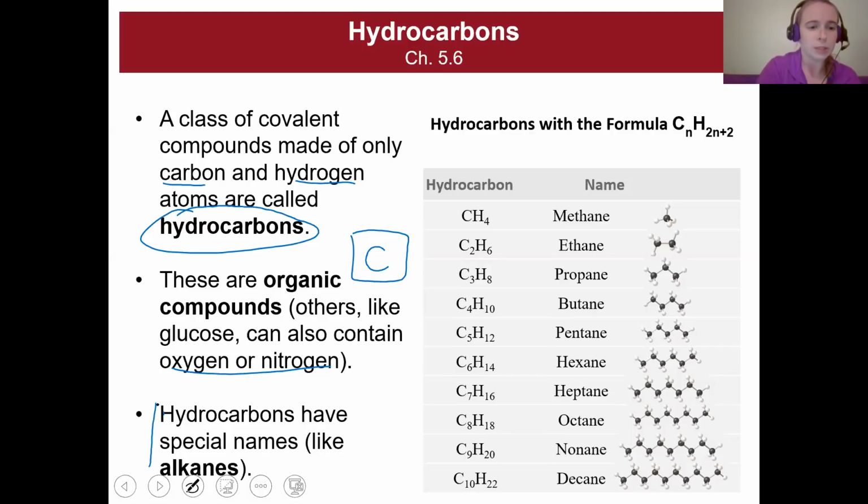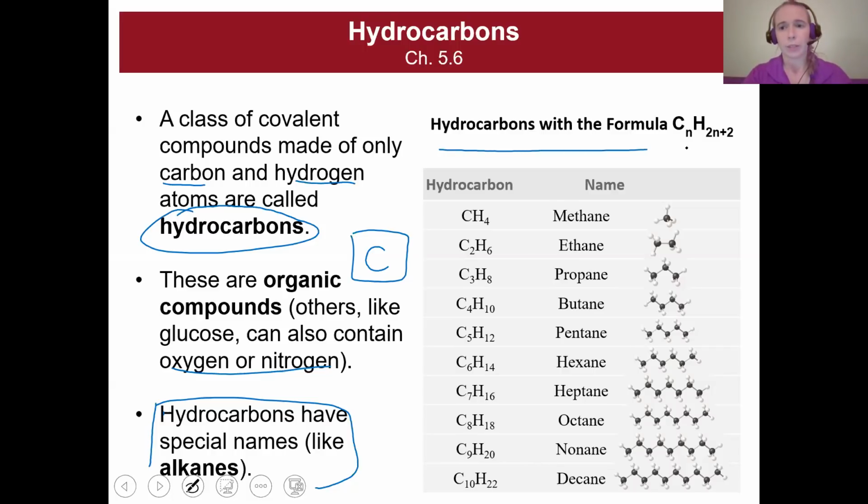So one of the special categories of hydrocarbons are alkanes. Alkanes mean that we just have single bonded carbons and hydrogens. And those alkanes always have the formula CnH2n plus 2. All of our alkanes end in ane, so they're easy to remember. We've got 10 of them here, for example.